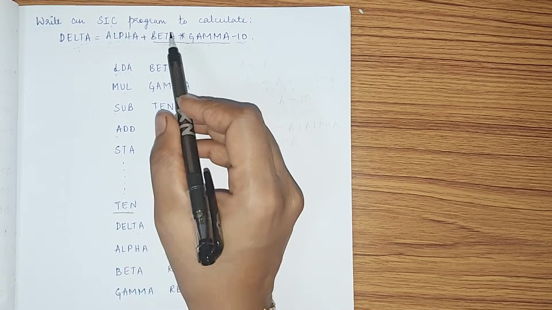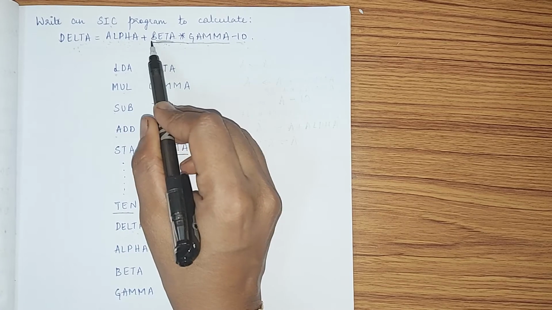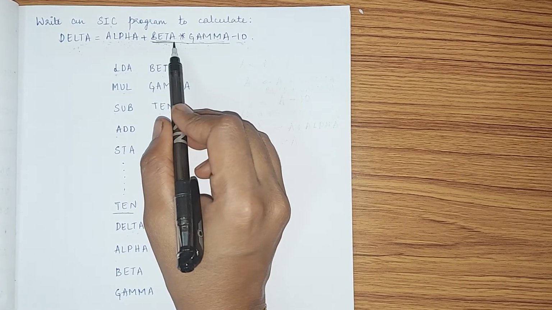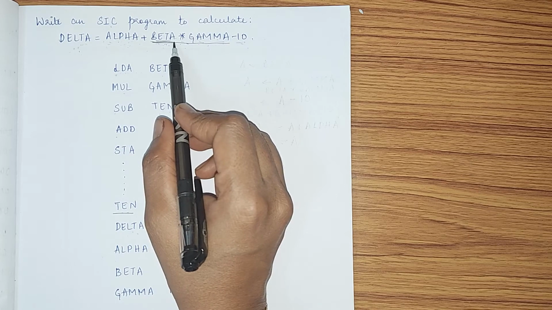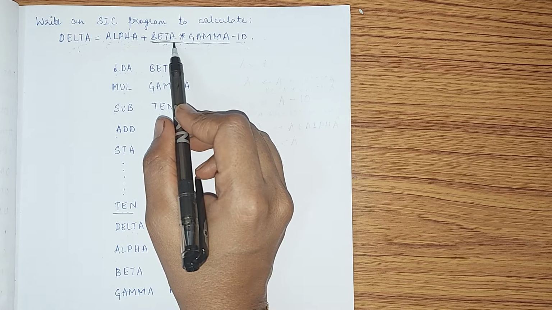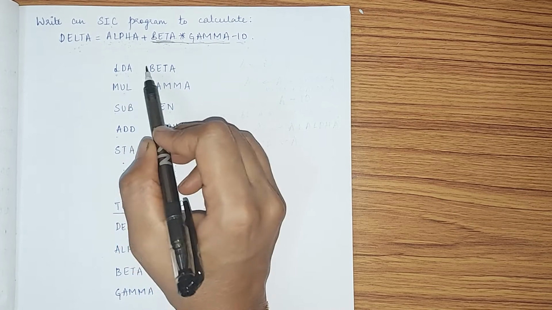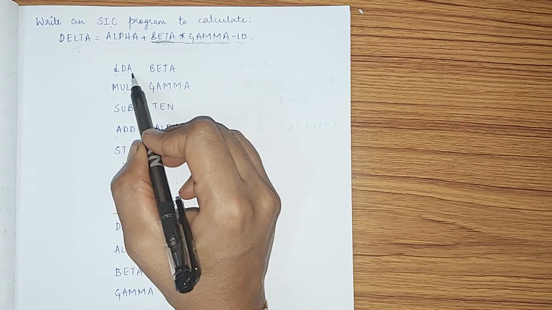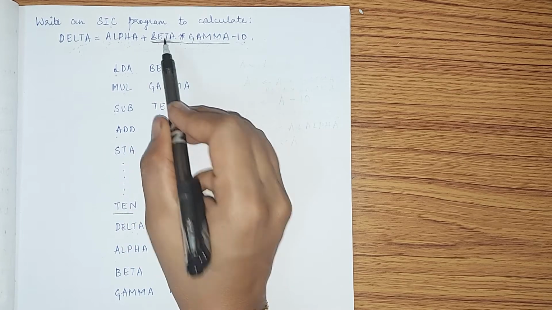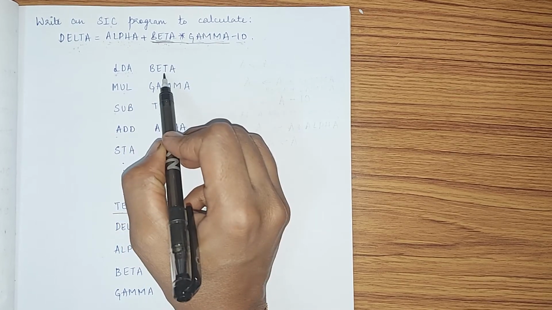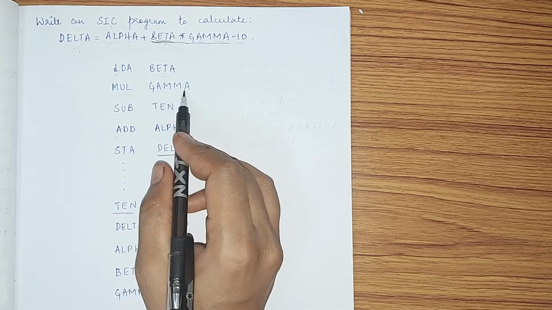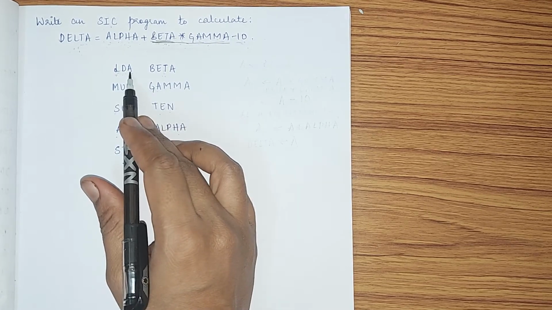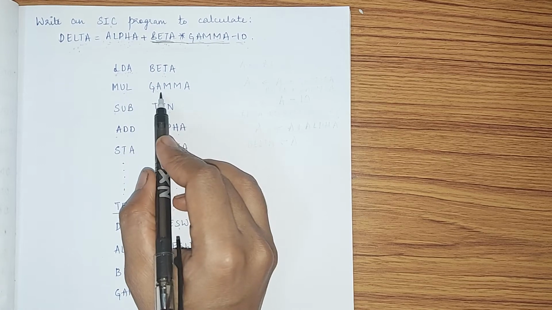That is the reason why we are going to load one variable, any one variable, into our accumulator first. For performing all the arithmetic operations, the accumulator is used in SIC program. Accumulator is denoted by A. So into our accumulator, we are going to load the variable beta, LDA beta. That is the statement for that.